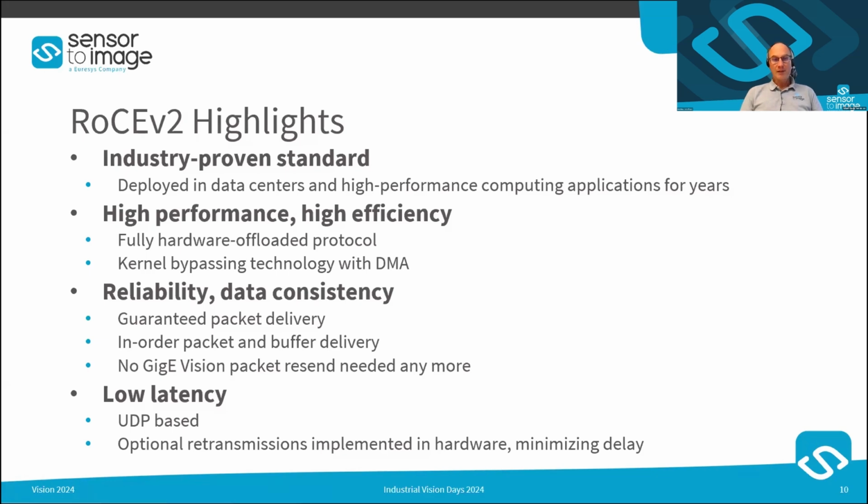We have guaranteed packet delivery. It's an in-order packet delivery and buffer delivery, and one big advantage also is that this GigE Vision packet resend is not needed anymore. Still, we have a low-latency protocol. It's still UDP based, so it's still simple to implement, and optional retransmission is directly implemented in hardware, not like at application level, what we had with the packet resend. It's directly implemented in hardware, which minimizes the delay.